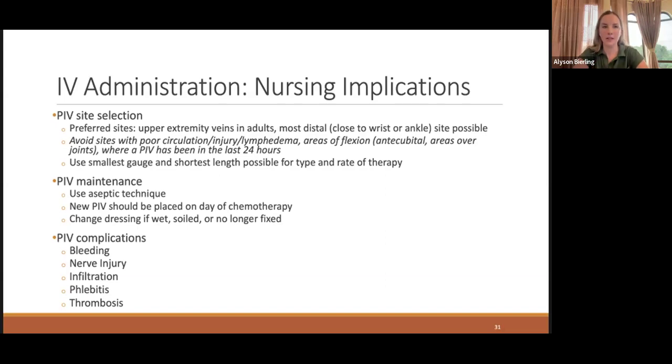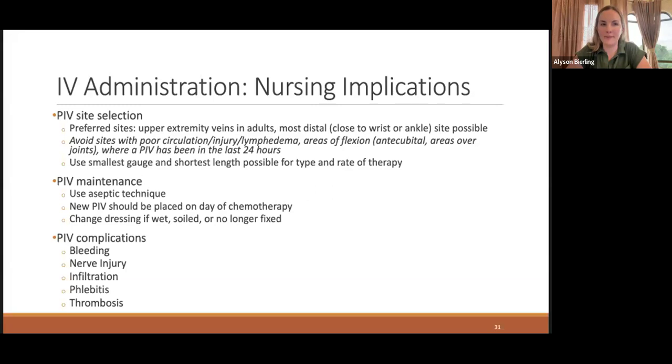And then we also would not want to select a site where there already was an IV placed in the last 24 hours. And then we try to use the smallest gauge and the shortest length IV possible for the type and rate of therapy. So typically a 22 gauge catheter is pretty good for chemo administration. Definitely would not want to be using an 18 gauge, maybe 20, but typically in adults 22 is pretty good.